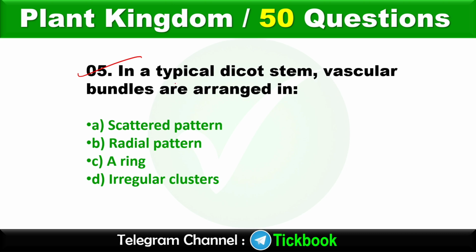Question number 5. In a typical dicot stem, vascular bundles are arranged in. Option number C, a ring.